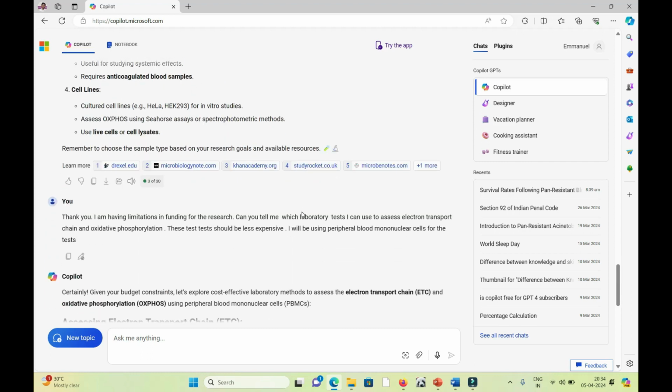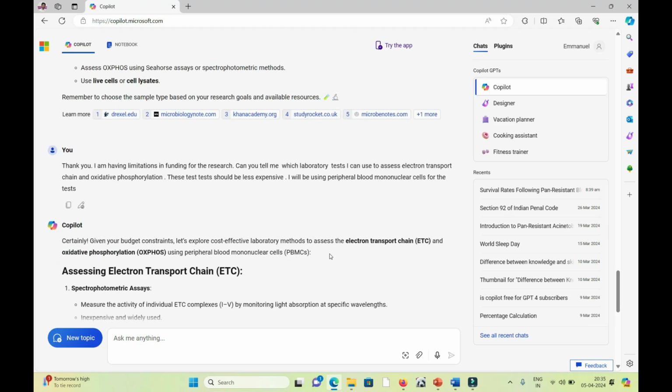So now I am coming with a new problem. I am telling it that I am having limitation in funding, right? So I am asking which laboratory tests I can use for both the electron transport chain and oxidative phosphorylation, and these tests should be less expensive and should use peripheral blood mononuclear cells. So I am telling it very precise things. First, the funding issue I am having. Second, I am asking for tests for electron transport and oxidative phosphorylation which should be less expensive, and I should be able to use peripheral blood mononuclear cells for the tests.